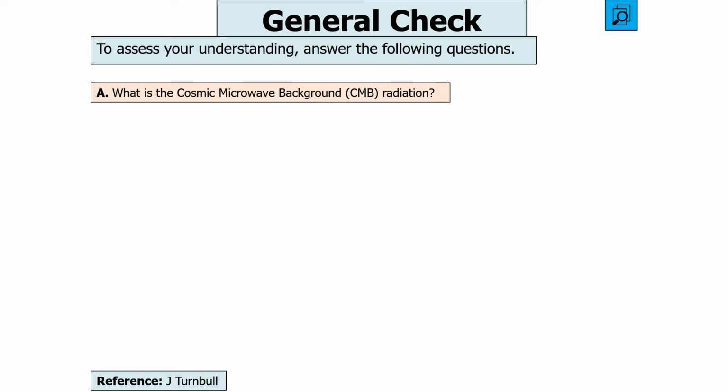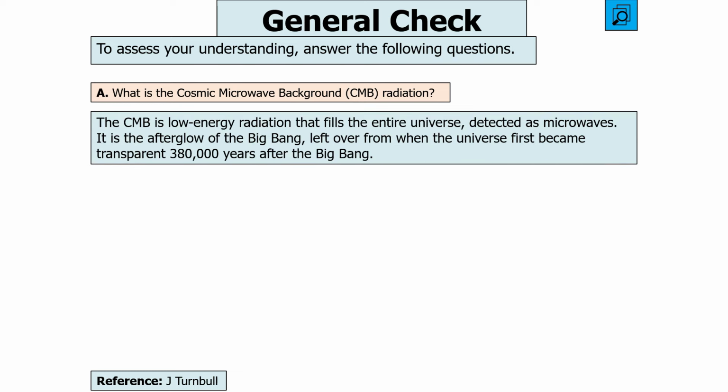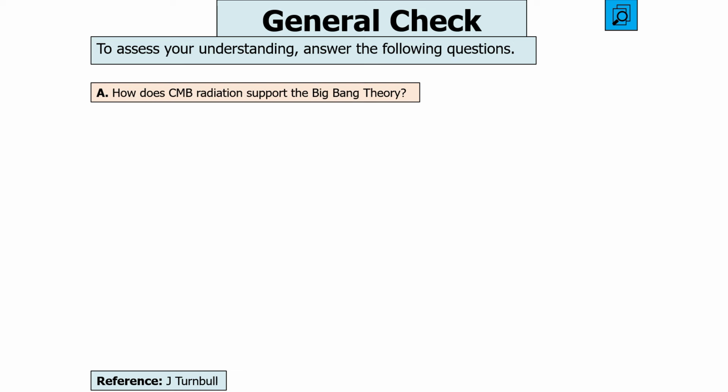What is the cosmic microwave background radiation? The CMBR is a low-energy radiation that fills the entire universe and is detected as microwaves. It's the afterglow of the Big Bang, left over when the universe first became transparent 380,000 years after the Big Bang. How does the CMBR support the Big Bang theory?